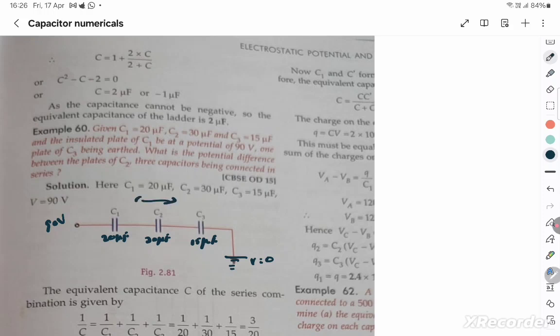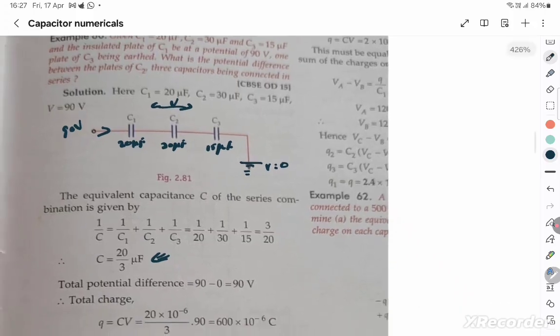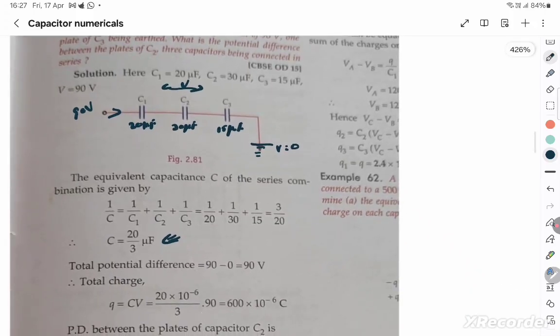Just the potential difference across the capacitor. You find the total charge. You know the equivalent capacitance is 1 by 20 plus 1 by 30 plus 1 by 15. Reciprocal it, you get C equivalent to be 20 by 3. You can find the total charge. Q is equal to C equivalent into V. You get 600 microcoulomb.